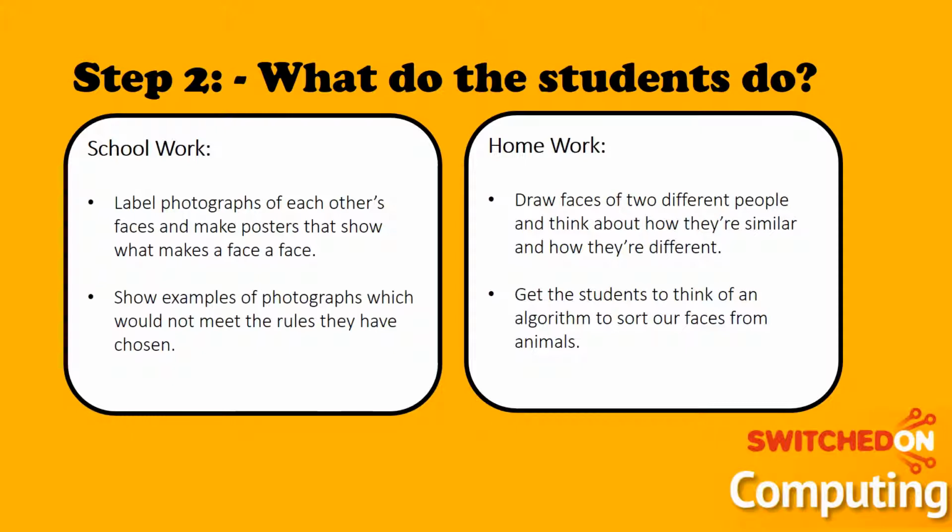And then for homework, they can draw faces of two different celebrities or people they're interested in and say where they're similar and how they're different. Now, what you could come up with next is to get the students to think outside the box and see if they can come up with some sort of algorithm to sort faces from animals, so that they can see the difference between the two and get them thinking about it in a computational way.